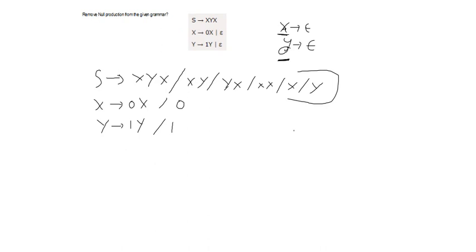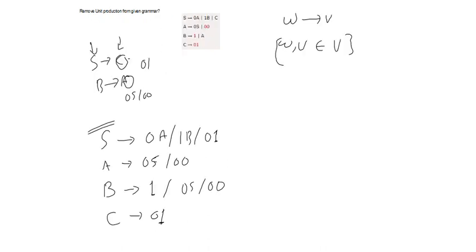In that situation we have to eliminate these unit productions. So here in this example, the unit productions S implies X and S implies Y are there. So this grammar is free from null production but not simplified, because unit productions exist here. So we'll see this example, removal of unit production from a given grammar.